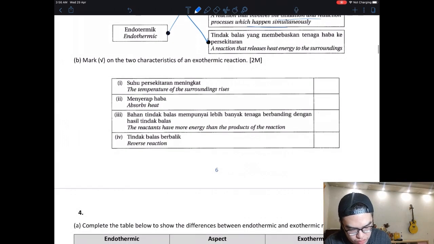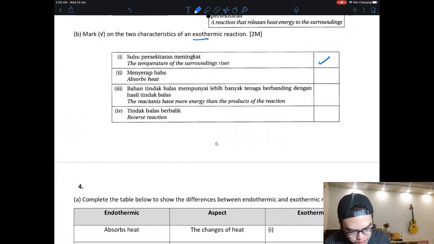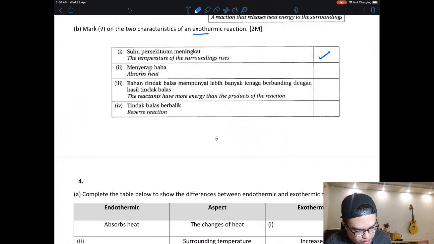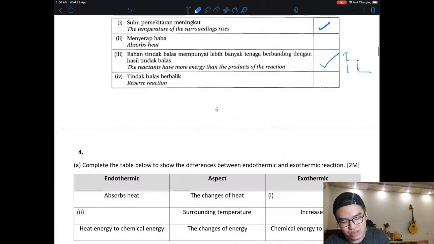Okay, so exo, what is exo? Surrounding temperature rise, correct. Absorbs heat, no. Reactants have more energy than product. So reactants higher than product, correct. Reverse reaction means can it go backwards? No. Okay, this is not your concern.